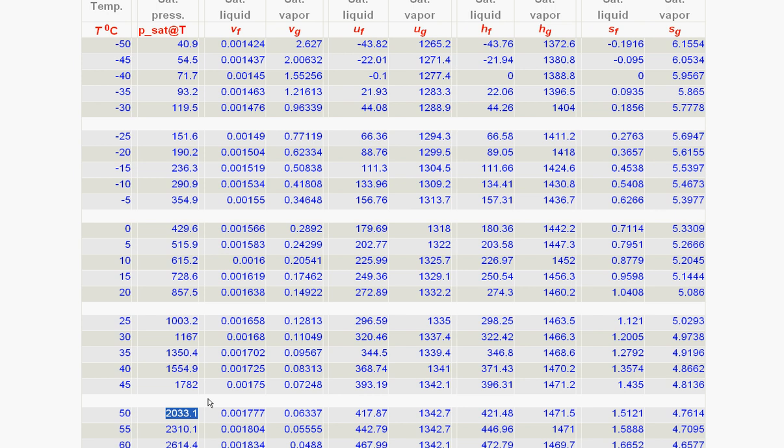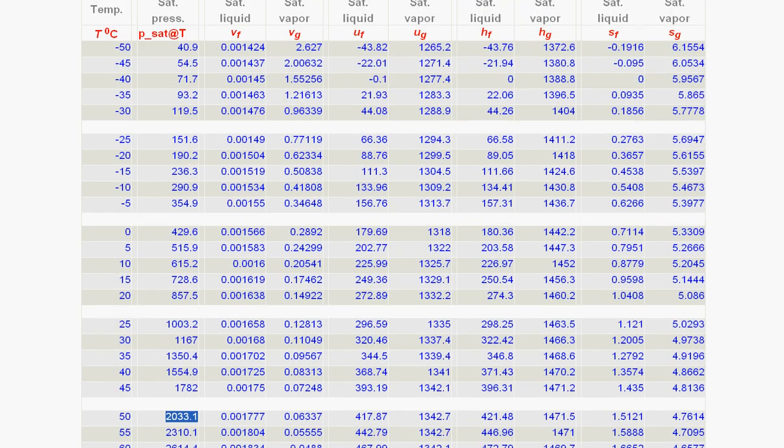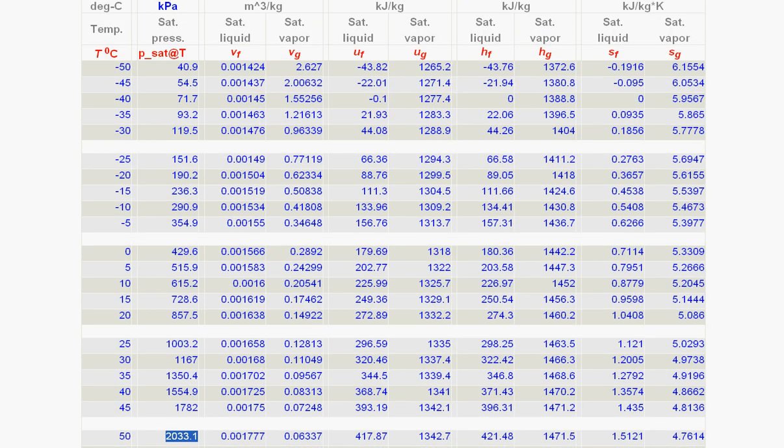And then to the right, we have specific volume. This is V sub F, that's for its liquid state. V sub G is its vapor state. So this is the specific volume for the vapor, 0.06337 meters cubed per kilogram, and its liquid state is 0.001777 meters cubed per kilogram. And these values should seem a little familiar because they are the same two values we used for Vg and Vf in the last video.